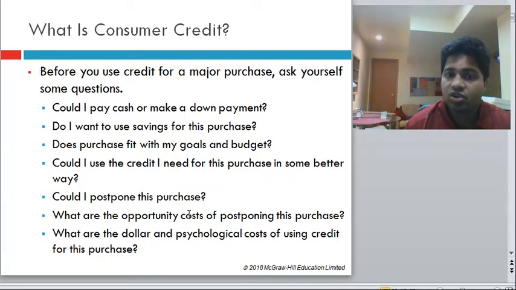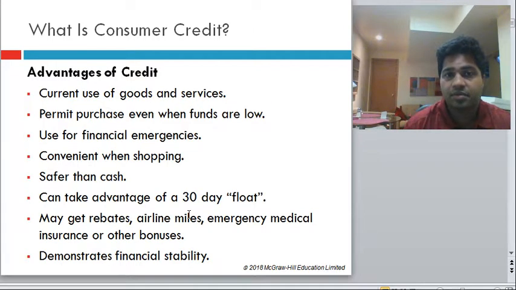What are the dollar and psychological costs of using credit for this purchase? Am I comfortable with credit? Can I make those payments? If I don't make those payments, what would happen to my psychological well-being? So all this you have to consider when making a major purchase.